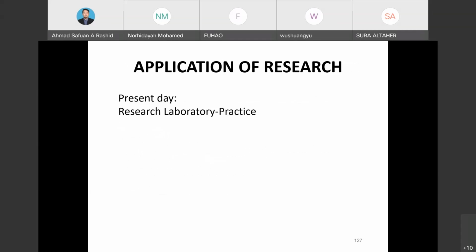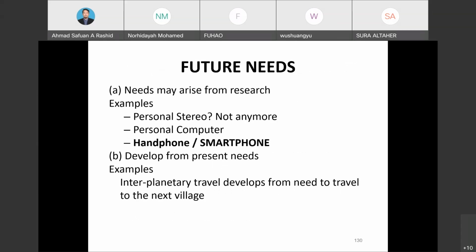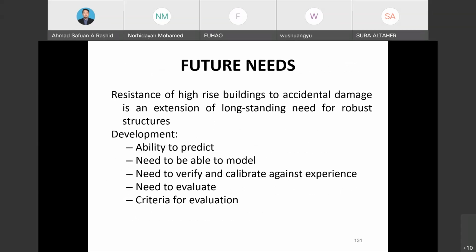Okay. So this is application of research. I just skip this one, so you can read later on. We try to finish by 12:30.